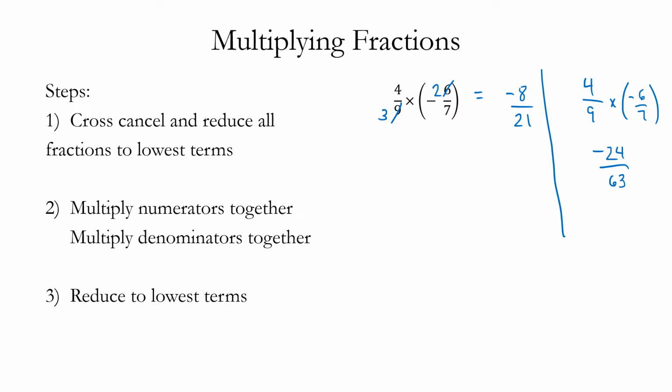and then I would reduce this by dividing both by 3. So if I divide by 3 in the numerator and denominator, negative 24 divided by 3 is negative 8, and 63 divided by 3 is 21. So it's just two different ways of doing it. Whether you're reducing in the beginning or reducing at the end, you still get the same answer.